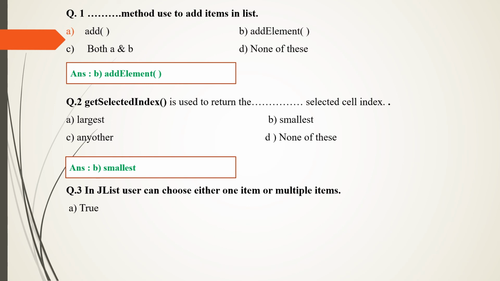In JList, the user can choose either one item or multiple items. So this statement is true. So the answer of this question is true.